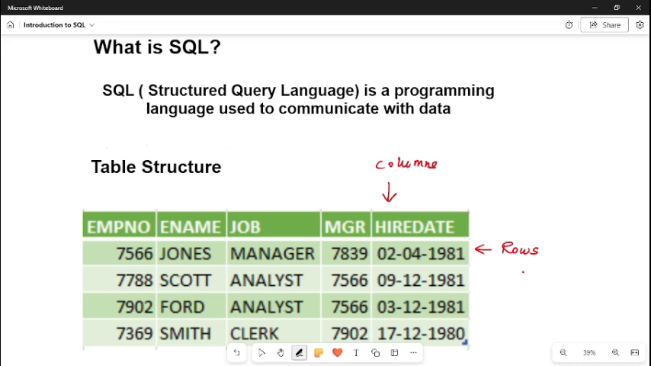Now, a single row will give us data about a single person. So this is also called a record or a tuple. So together the rows and columns will give us data.